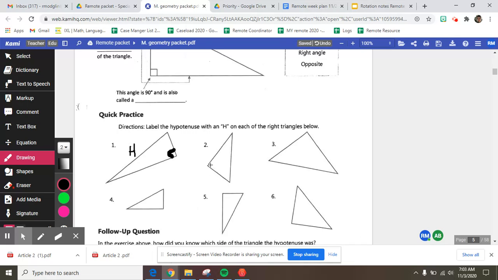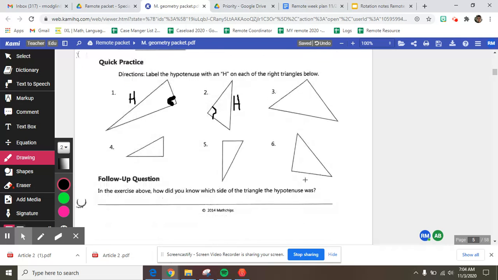If I come over here, I see that this is kind of like my L. It makes the L, so that must be my right angle. Across from it is my hypotenuse, my longest side. So I'm marking it with an H. So that's what you're doing. You're looking for where that L is. So I can see here, I can make that box. Across from it, that's my hypotenuse. That's what you're doing for that section.